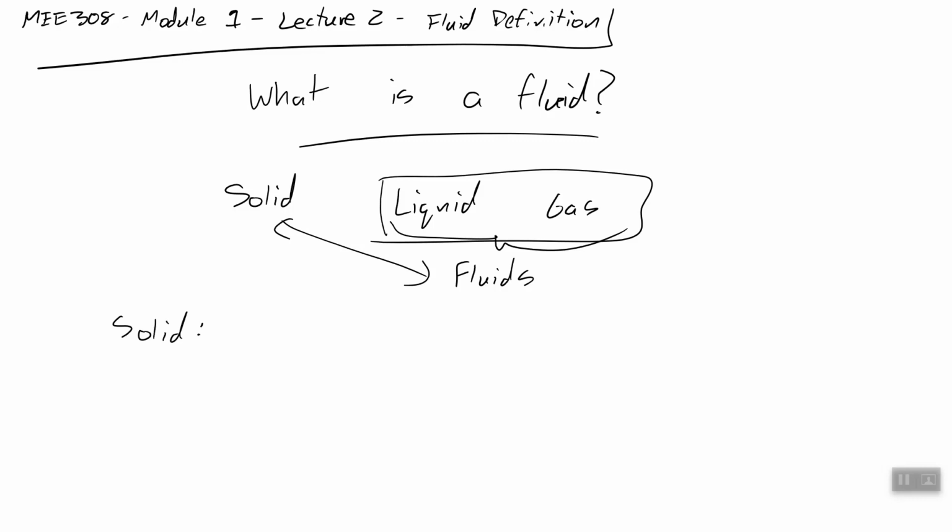So a solid, if you apply a shear stress, it will resist that shear stress by deflecting a little bit, and then that deflection is enough to resist the shear stress, a static deflection. So a solid resists a shear stress with a static deflection, static meaning stationary. So it deflects a little bit, and then that is enough to meet the shear stress and counteract it.